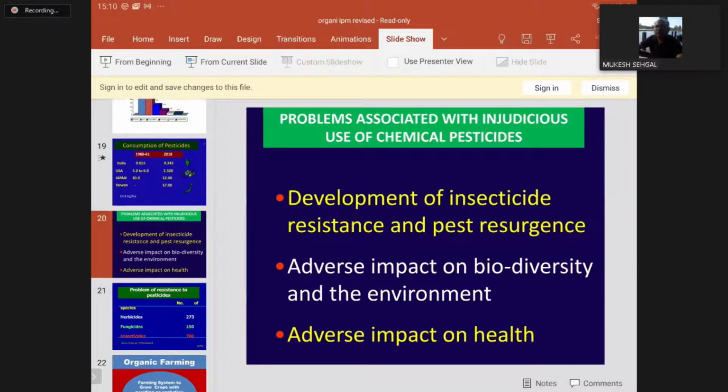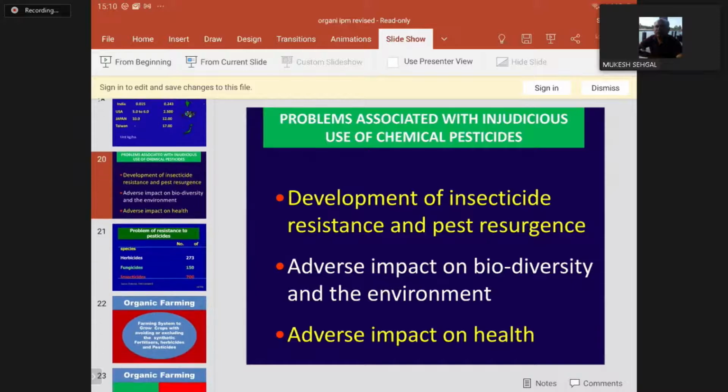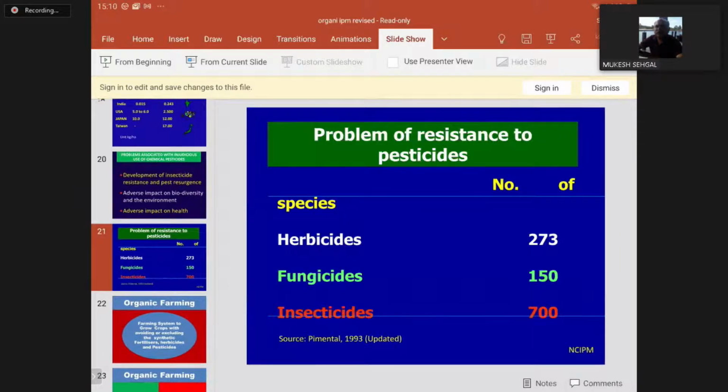We found in Sitapur, UP, while working on tomato IPM, that farmers are losing, how can I say, their memory power sometimes because of the excessive use of pesticides. This is a well established fact; we were able to establish it with the help of a doctor. And if you see the problem of resistance to pesticides, herbicides, fungicides, insecticides, you can find everything. This is updated. It was initially given by Pendental, but now it is updated, and I am showing it to you. This many species are there.